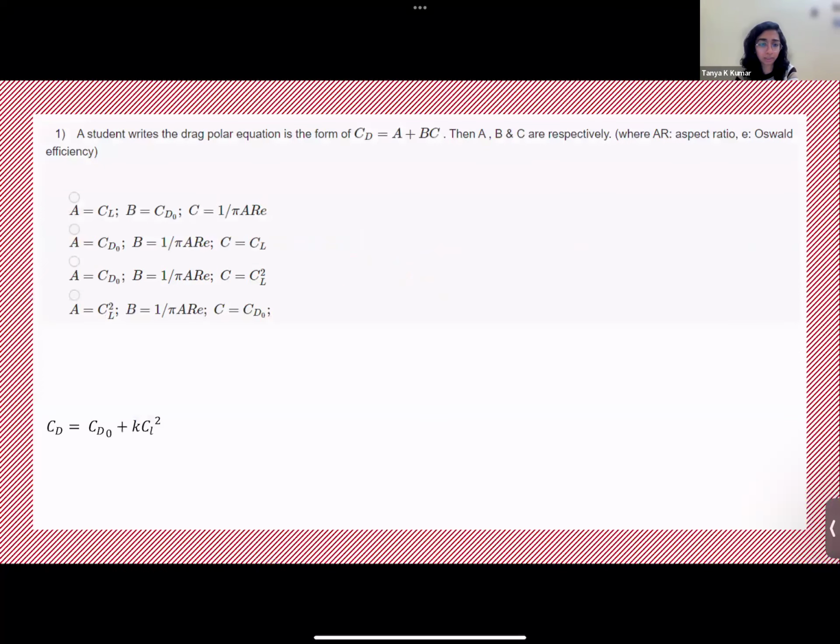So this is the formula that we use, CD equal to CD naught plus K CL square. That's the drag polar, where CD naught is the parasite drag and K CL square is the induced drag. Why is this induced drag coming into play? We had discussed this extensively, I think, last week. Why do we have induced drag when there is lift generated?